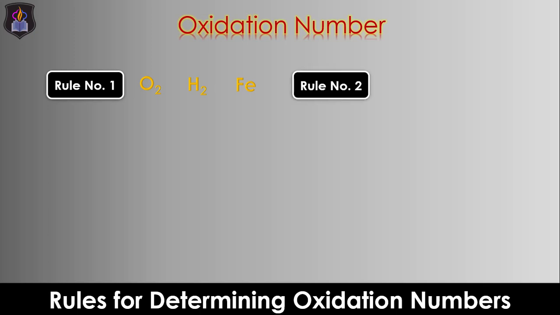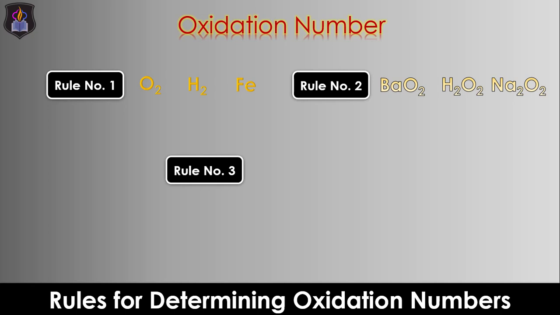Rule number 2. The oxidation number of oxygen is -2 in all compounds. Take note, in all compounds, except in peroxides, where it is -1. A peroxide is a compound that contains the peroxide ion. It has one oxygen atom more than its corresponding oxide. Examples are barium peroxide, hydrogen peroxide, and sodium peroxide.